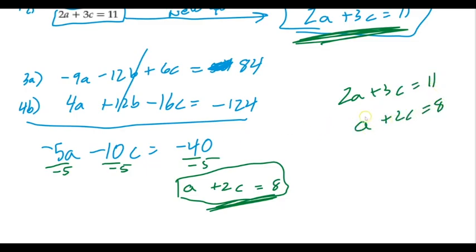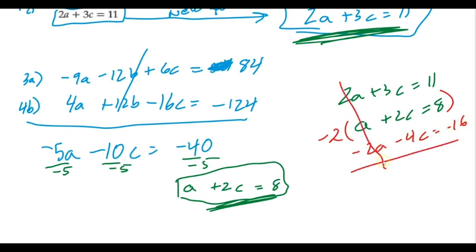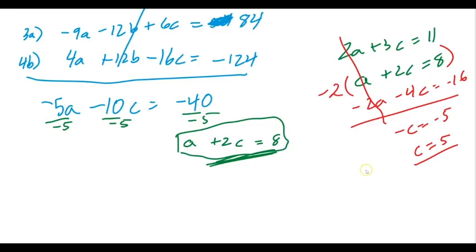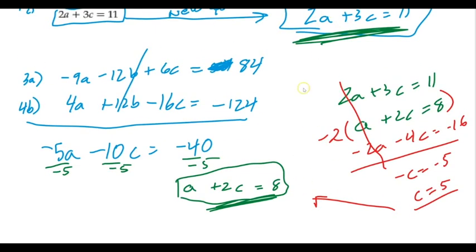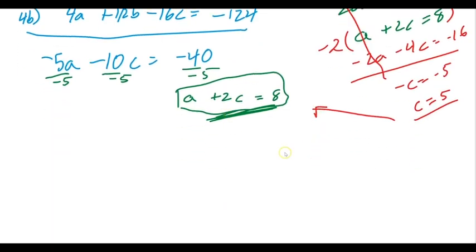Let's multiply the bottom row by negative 2. Negative 2a minus 4c equals negative 16. The a's will cancel. Negative c equals negative 5, so c equals 5. Once you get one, don't forget to go back, sub it in, and find the other one. You can plug it into any one of the two new equations, so that one or that one, it doesn't matter. I'll use that one because it's right there.